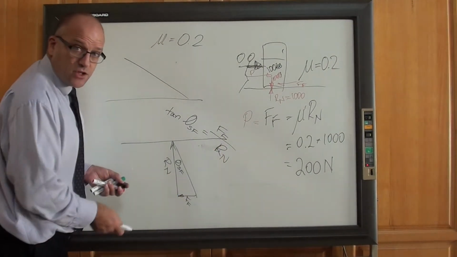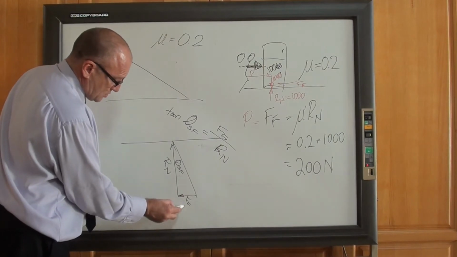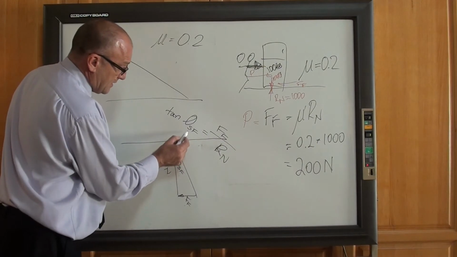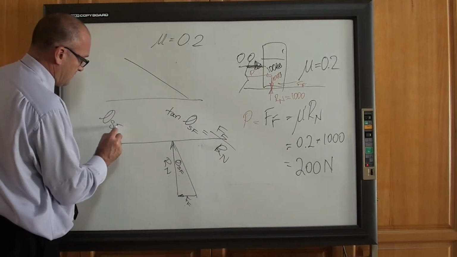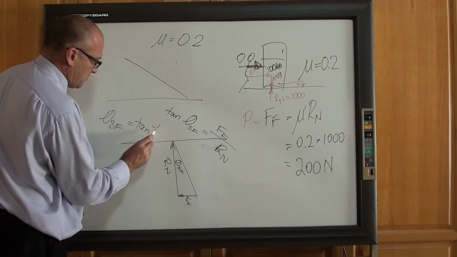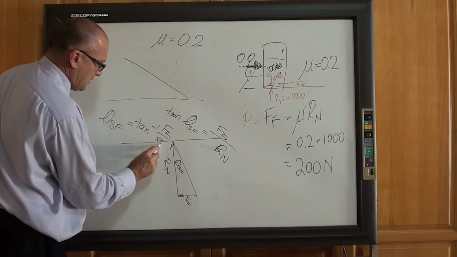Look at this angle. Forget about friction. Year 9 maths. Tan of that angle is opposite divided by adjacent. Tan of that angle is that. So the angle of static friction equals tan minus 1 of force of friction on Rn.